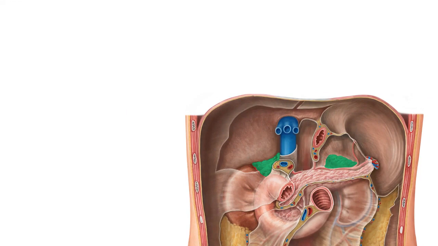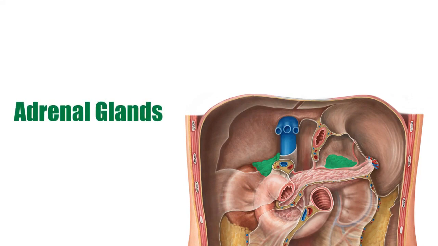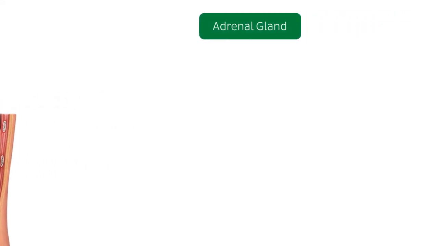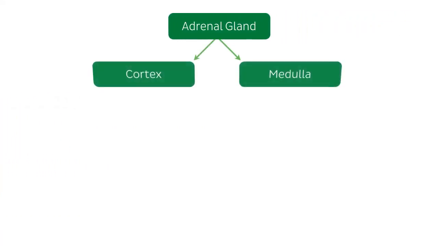The first structure we will look at are the adrenal glands, also known as the suprarenal glands. We can see them in this image highlighted in green. These glands have a distinct golden yellow colour and possess two functionally and structurally distinct areas, an outer cortex and an inner medulla. The cortex of the adrenal gland produces three types of hormones.